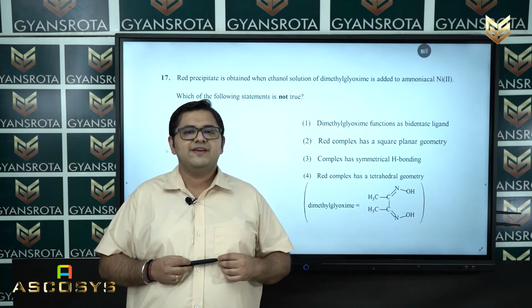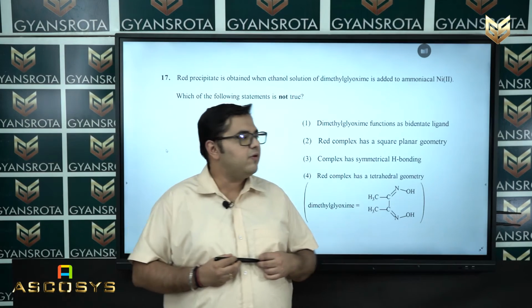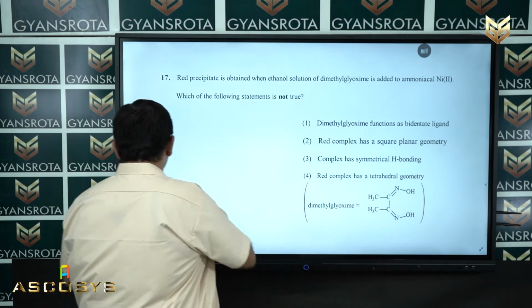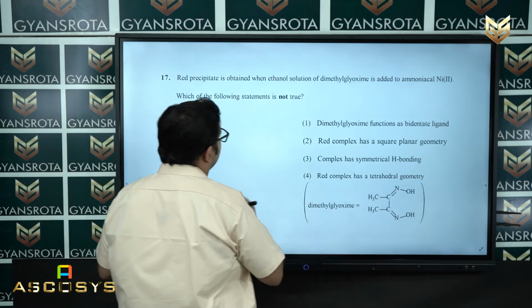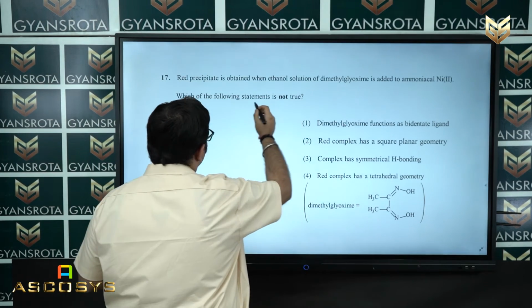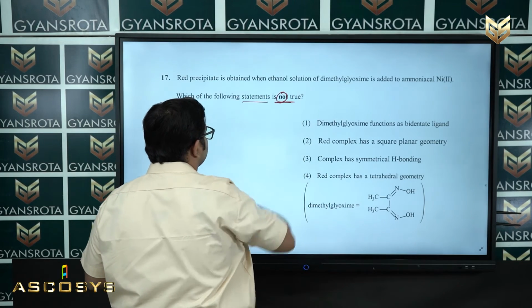Question number 17 is on your screen. Red precipitate is obtained when ethanolic solution of dimethylglyoxime is added to ammoniacal nickel(II). Which of the following statements is not true? Now we are moving to the solution part. This question basically comes from the coordination chemistry chapter of your class 12 NCERT, and they ask you which statement is not true. Okay, so first mark it: not true.